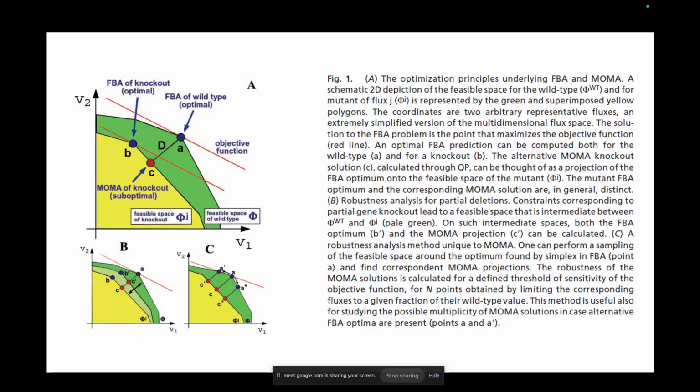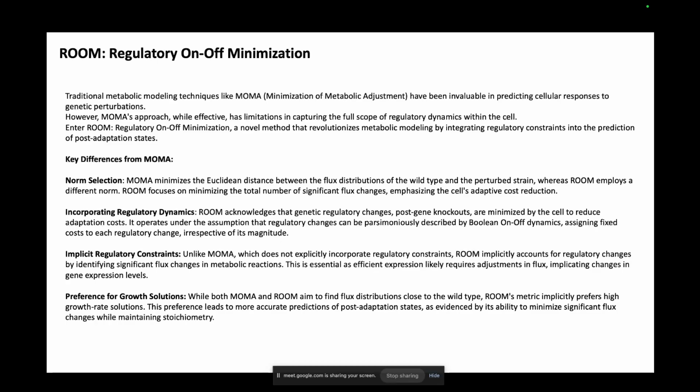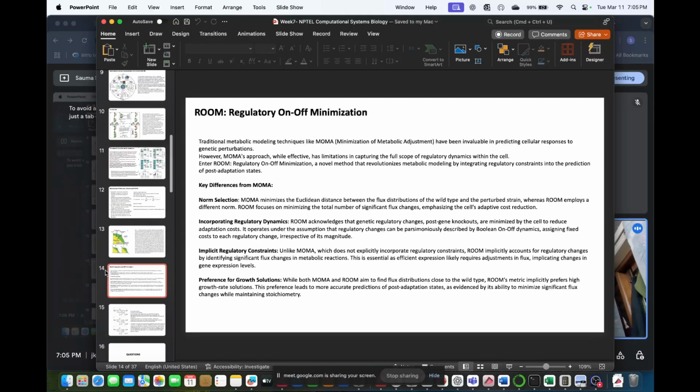So the general idea is when you have a knockout, MoMA is a better solution than FPA. But if you have a general problem to be solved in terms of constraints and metabolic networks, FPA is a better solution. Okay, and there's another, I think this is the last part.